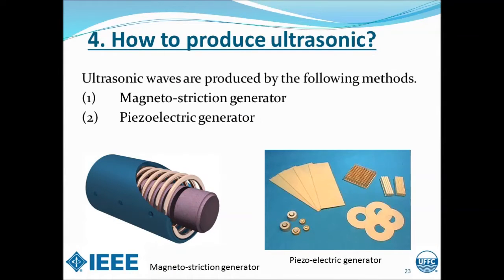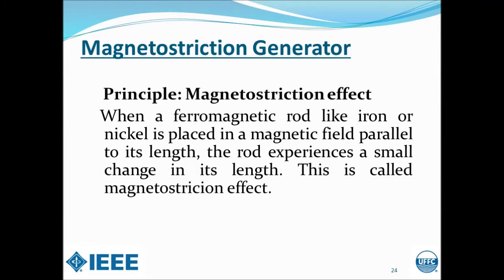Ultrasonic waves can be produced by the two following methods: a magnetostriction generator or a piezoelectric generator. In a magnetostriction generator, the magnetostriction effect is observed. Here a ferromagnetic rod like iron or nickel will be placed in a magnetic field that runs parallel to its length. This field will cause the rod to experience a small change in its length. This is called the magnetostriction effect.